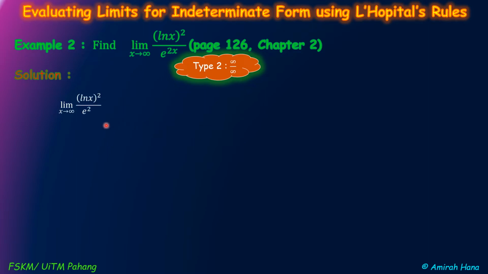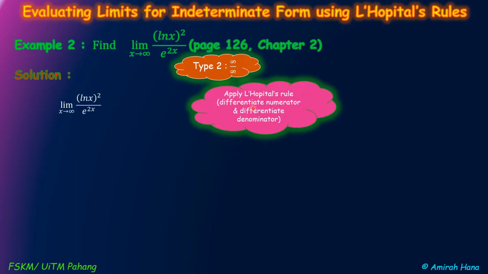When we use L'Hopital's rule, we need to differentiate the numerator and differentiate the denominator, one by one. Never use the quotient rule, because we want to evaluate a limit, not differentiate with respect to x.